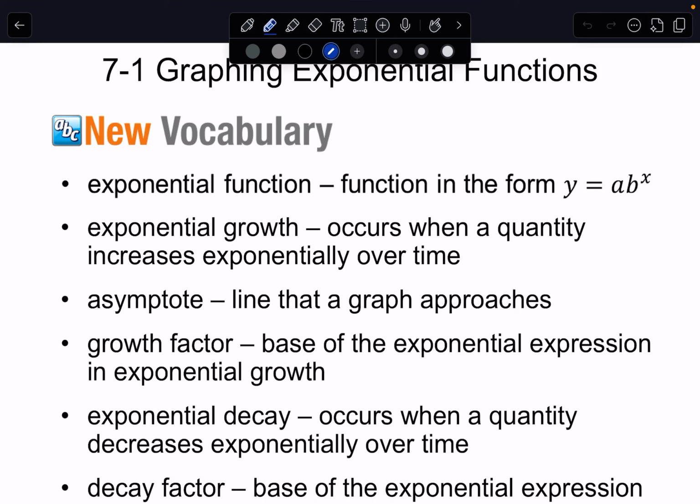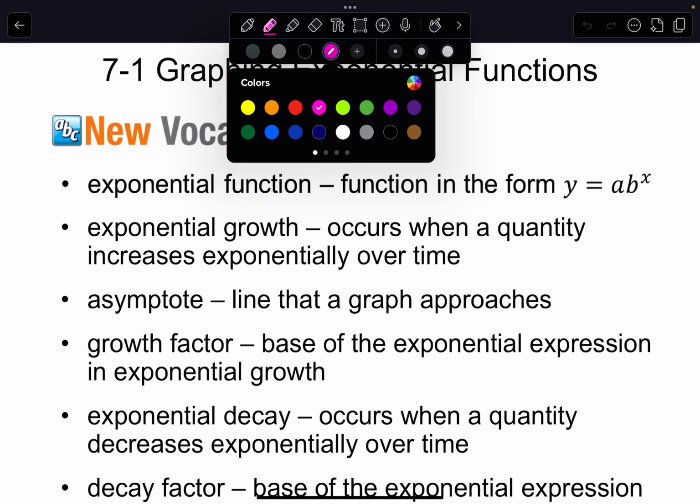Chapter 7, Lesson 1. Chapter 7 starts getting into exponentials. This is specifically graphing exponentials. We've done something similar to this before, as far as you're really just filling in a table and then graphing. So a couple things before we get into the example.